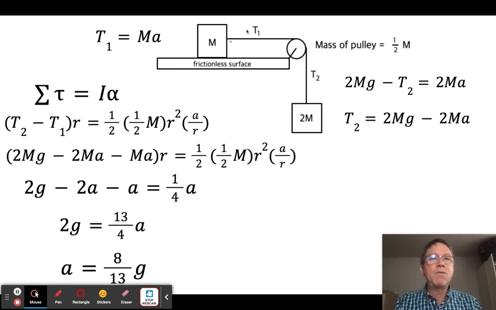There's only one force acting on this object, T1. So I know that T1 is equal to ma, right? Because T1 is causing this m to accelerate. Now let's look at this one here.